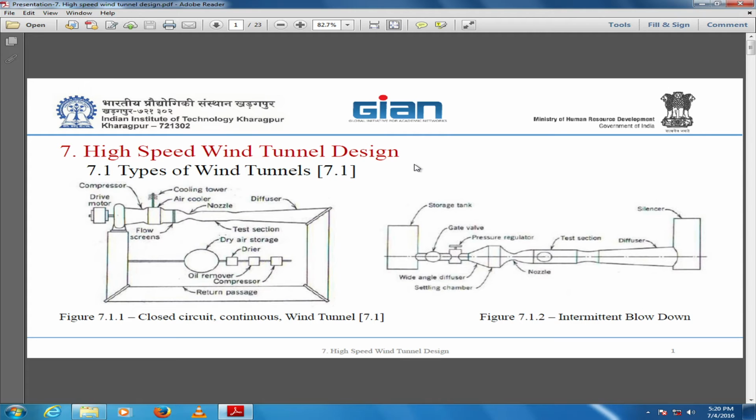The access to the model is better because usually it's open. You open the test section, access is easy, and in the closed circuit usually you have something like a submarine, and failure of the model is damaging the closed circuit. It will not harm the intermittent blowdown.